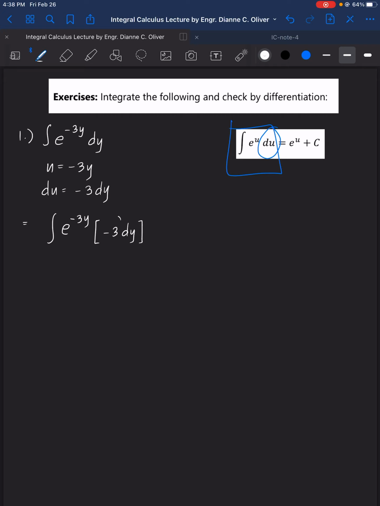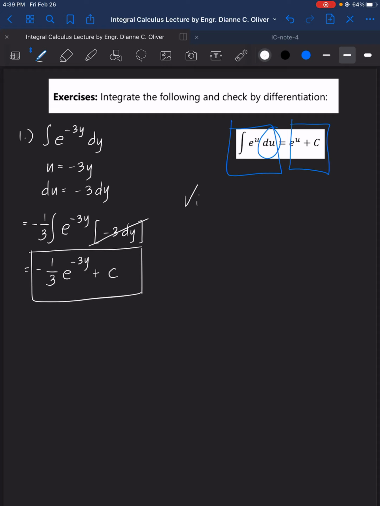And since there's no negative 3 in the given, we will balance it by putting negative 1/3 outside the integral sign. So discard this one. Then we have here negative 1/3, then follow the pattern for the answer, so e raised to u plus c. So that is the answer.